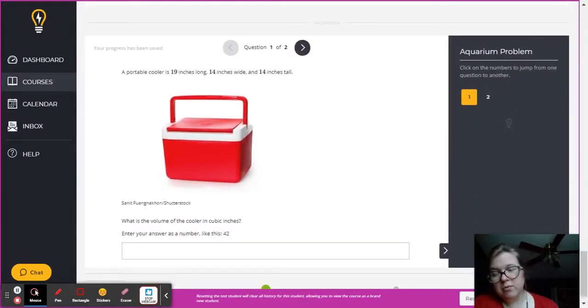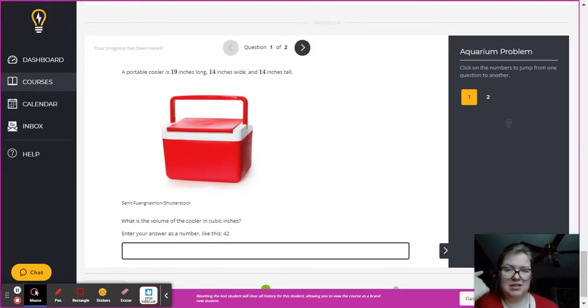We have a portable cooler that is 19 inches long, 14 inches wide, and 14 inches tall. What is the volume of this thing? We just simply have to multiply them. So we would do 19 multiplied by 14 multiplied by 14, because it is a rectangular prism. And so we get 3724, and that's it.